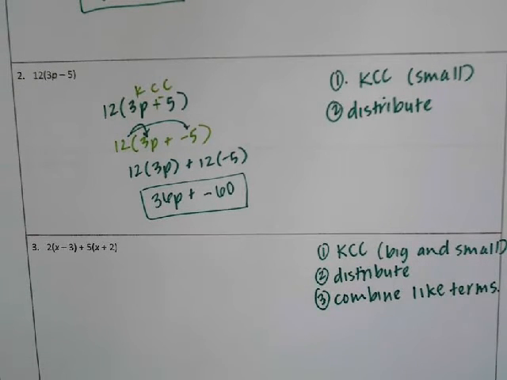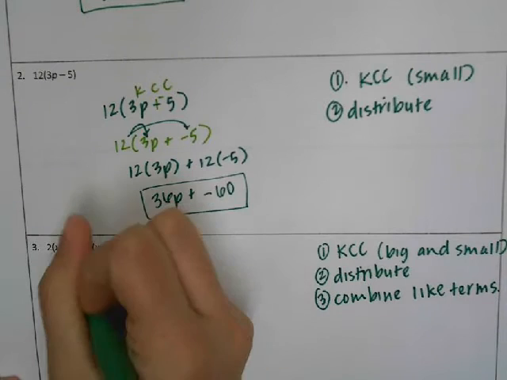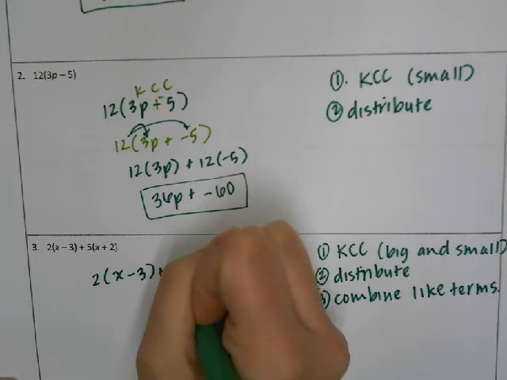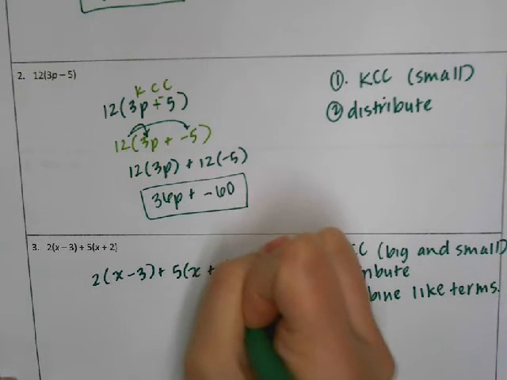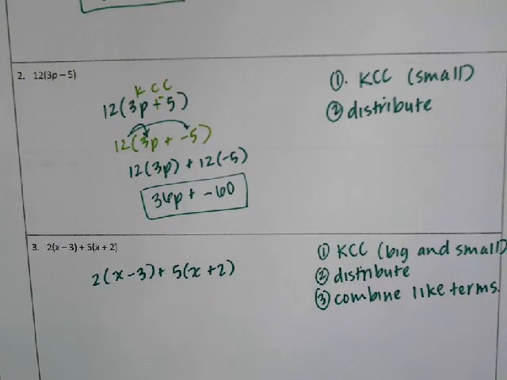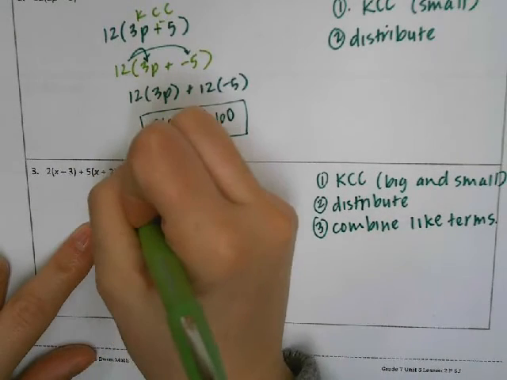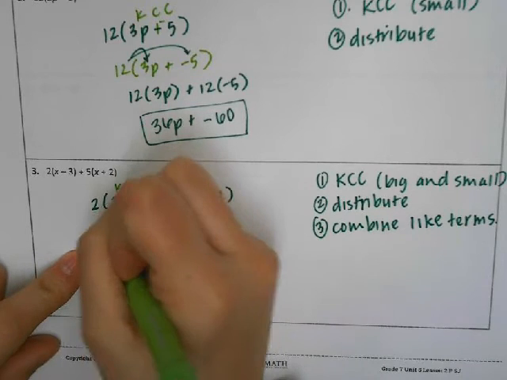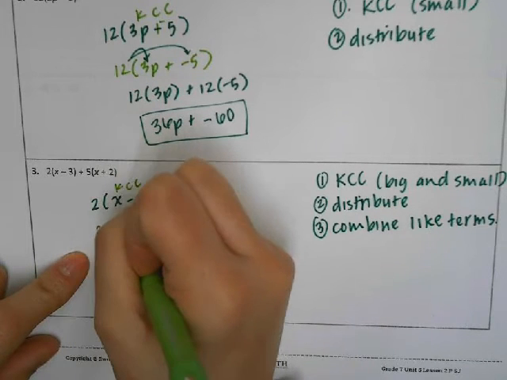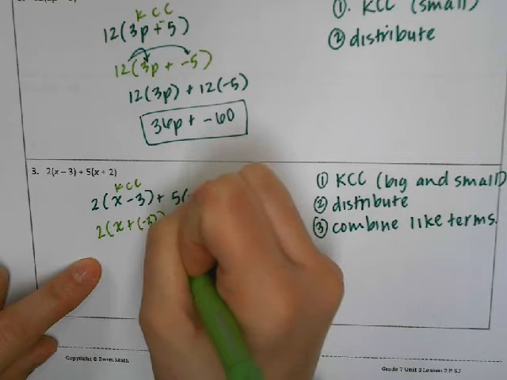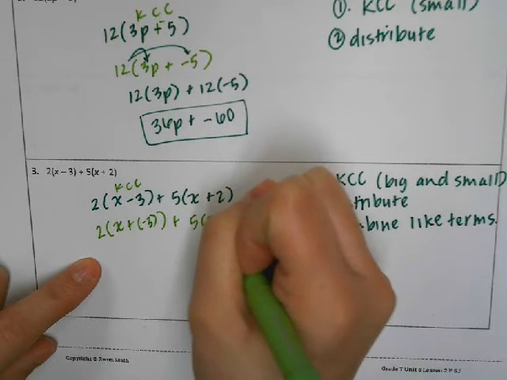So all I'm going to do is rewrite this just so it's a little bit bigger, and I'm going to take care of the small keep, change in here. So I'm going to keep, change, and this becomes plus a negative 3 in parentheses 5 plus 2.